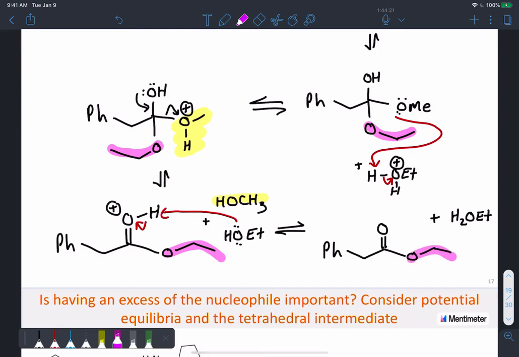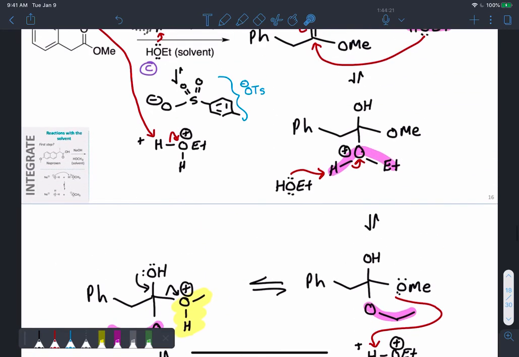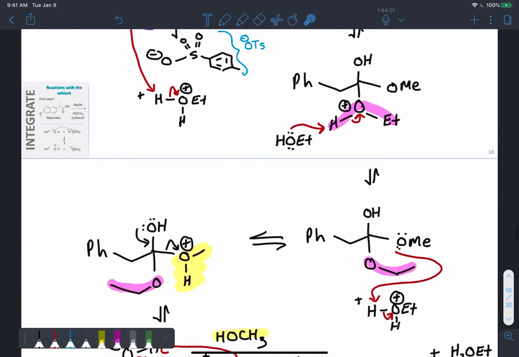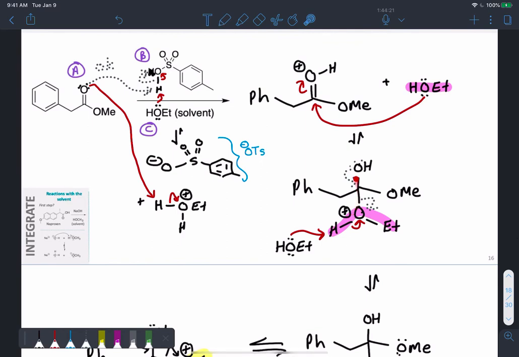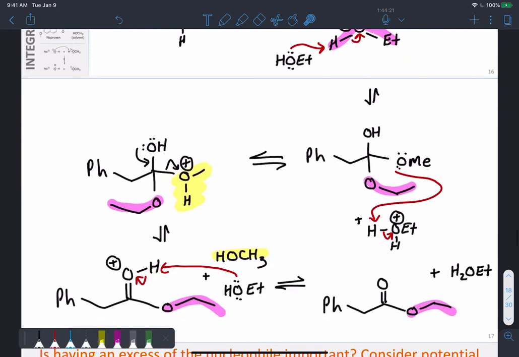One of the big reasons why it's important to have that ethanol as the solvent in the reaction is because each of these steps is reversible. And so there's this point where the tetrahedral intermediate could actually have collapsed and will collapse to expel that original leaving group to go right back towards the start. And so by having an excess in that reaction mixture, you get more and more probability that these reactions are going to go in the forward direction rather than the reverse direction.